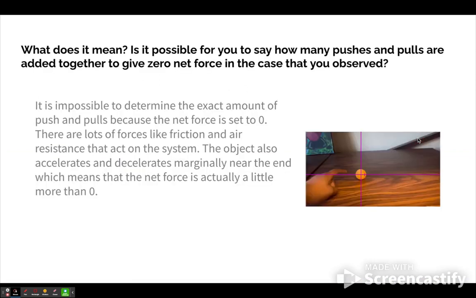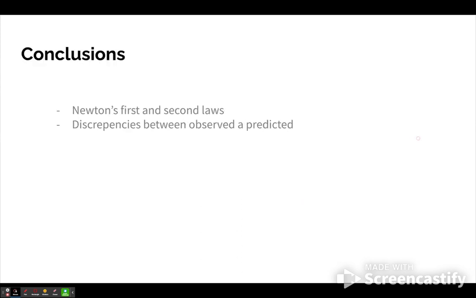For the next question, what does it mean if it's possible for you to show how many pushes and pulls were added together to give the zero net force effect that you observed? It's pretty much impossible to determine the exact amount of pushes and pulls because the net force is at zero. There are lots of forces, like friction and air, that act on the system. The object is also able to accelerate and decelerate marginally near the end, which means that the net force is actually a little more than zero.